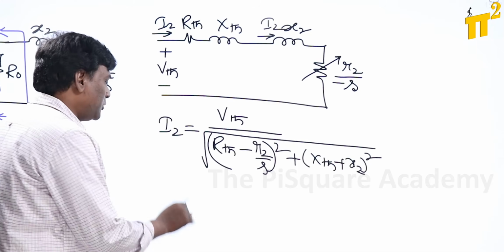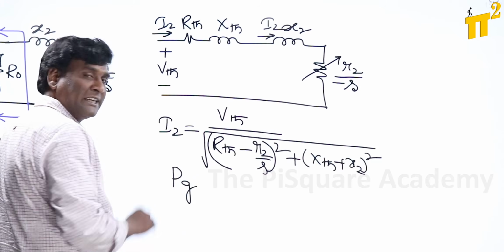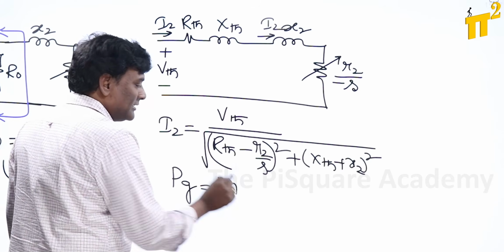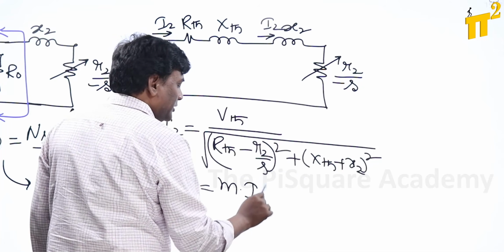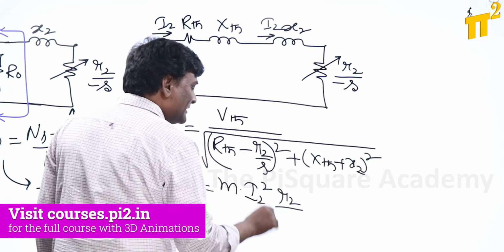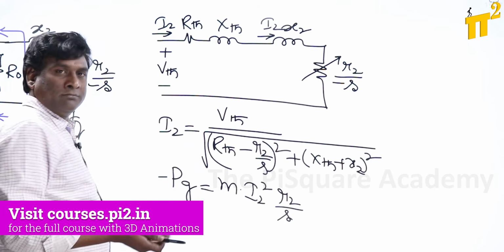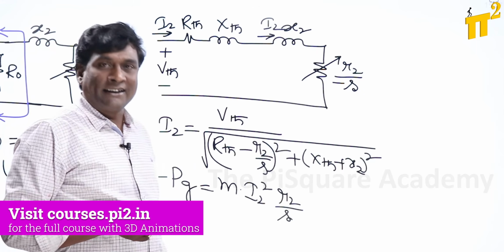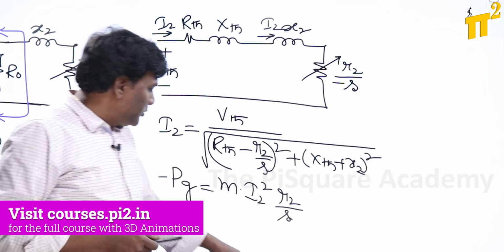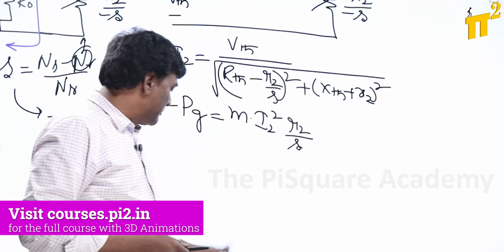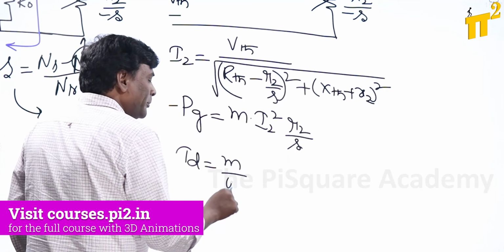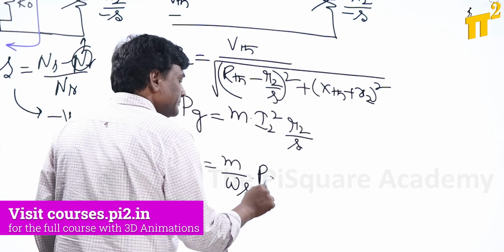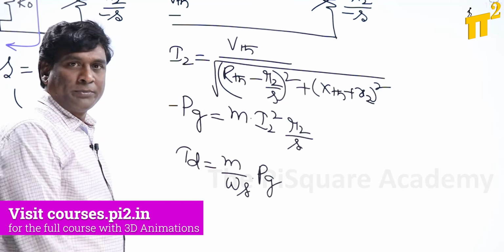Now if you try to calculate PG, the air gap power, it is going to be the number of phases into I2 square into R2 by minus S, so this is going to be negative because it is going to deliver active power. Now if you try to calculate TD, the developed torque, it is going to be M by omega S into PG, right? We have seen this in our previous sessions.